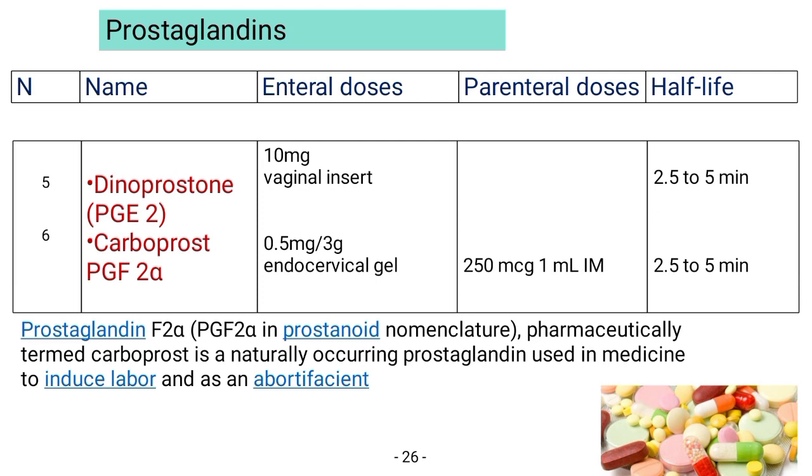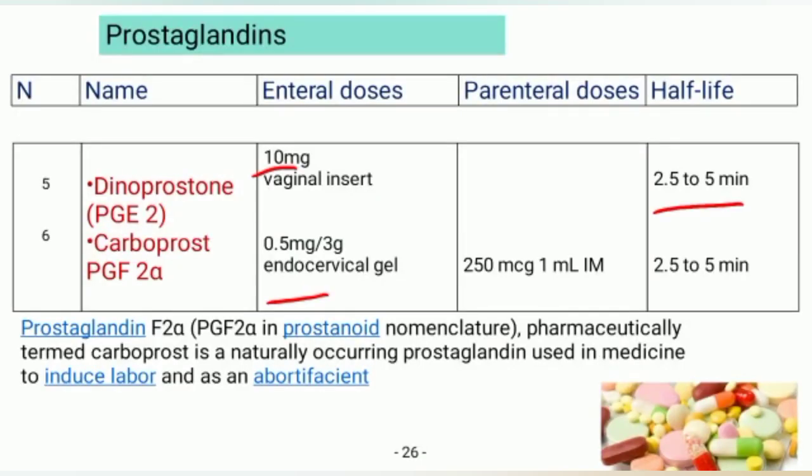Okay, now let's talk about the prostaglandins. Prostaglandins also cause strengthening of the contraction of the uterine wall. Prostaglandin E2, also known as dinoprostone: its enteral dose is 100 milligram vaginal inserts, and its half-life is about 2.5 to 5 minutes. And carboprost, PGF2 alpha: enteral dose 0.5 mg per 3 gram endocervical gel, and the parenteral dose is 250 mcg per 1 milliliter intramuscular, and the half-life is about 2.5 to 5 minutes.